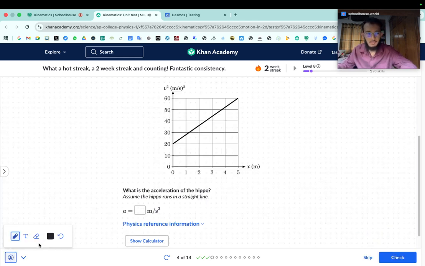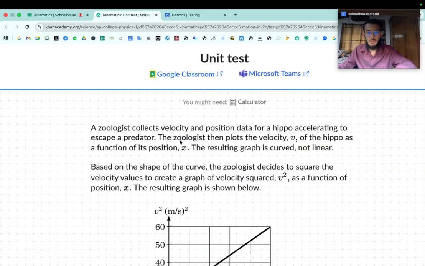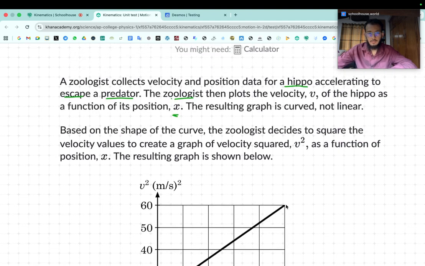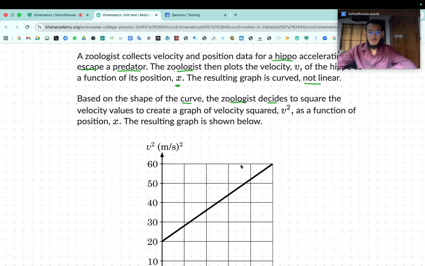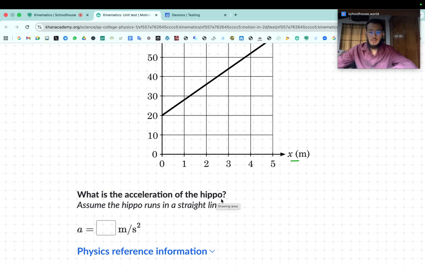All right, next one. A zoologist collects velocity and position data for a hippo accelerating to escape a predator. The zoologist then plots the velocity v of the hippo as a function of its position x. The resultant graph is a curve, not linear. Based on the shape of the curve, the zoologist decides to square the velocity values to create a graph of v squared as a function of position x. The resulting graph is shown below. What is the acceleration of the hippo?